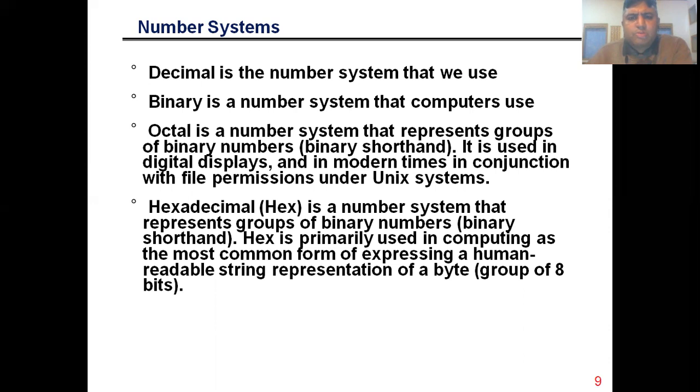Hexadecimal is a number system for base 16. It represents groups of binary numbers, binary shorthand. Hex is short for hexadecimal. It is primarily used in computing as the most common form of expressing a human readable string representation of a byte group of 8 bits. So basically, hexadecimal numbers will be used to represent a byte, or these are also used in some computing quantities.